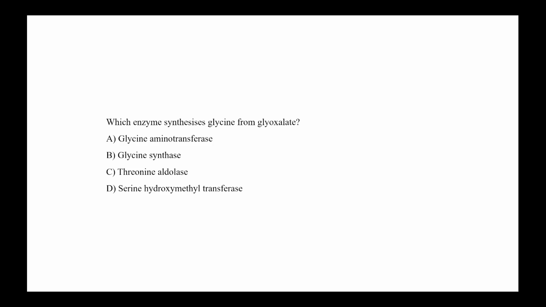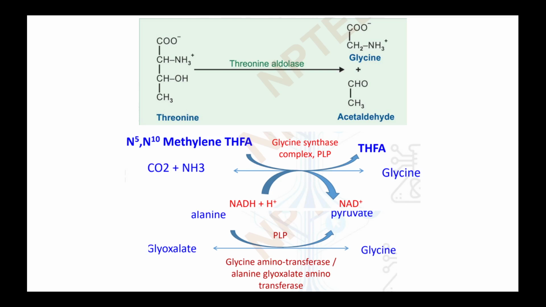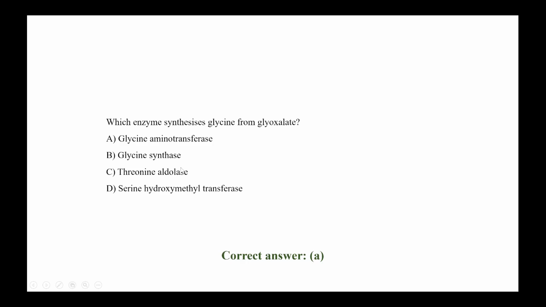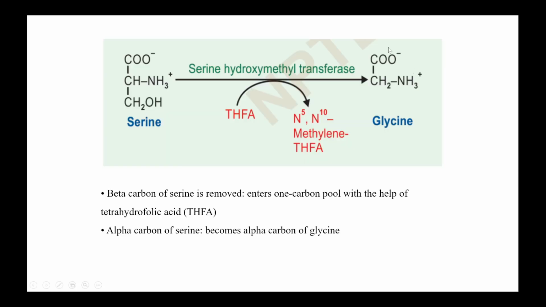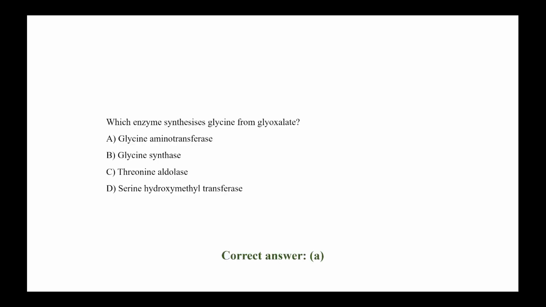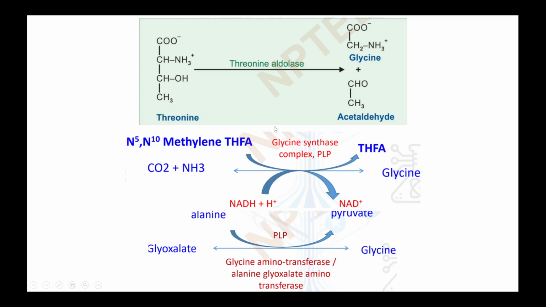You have answered option B, that is glycine synthase. The correct answer is actually glycine aminotransferase. So you see, glycine synthase actually synthesizes glycine from CO2 and NH3. So in the previous question, we saw the synthesis of glycine from serine. So glycine can actually get synthesized from multiple sources. Those are serine, threonine, carbon dioxide and ammonia directly, and glyoxylate. So there are 4 substrates for glycine.